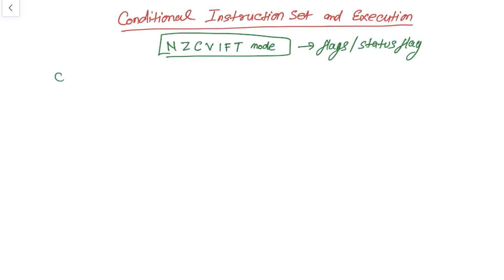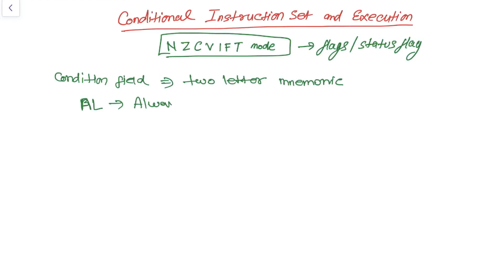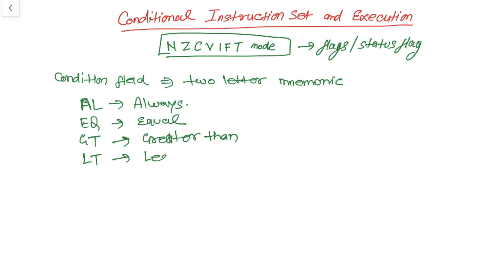The condition field is a two letter mnemonic, such as AL, which means always, so this executes always. EQ executes when equal, GT executes when greater than, LT executes when less than, and so on.